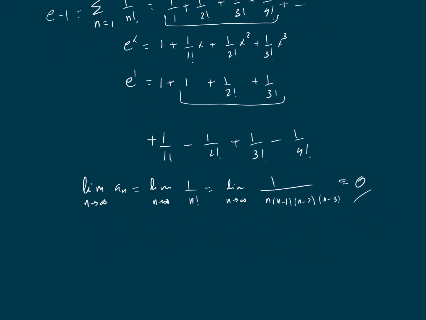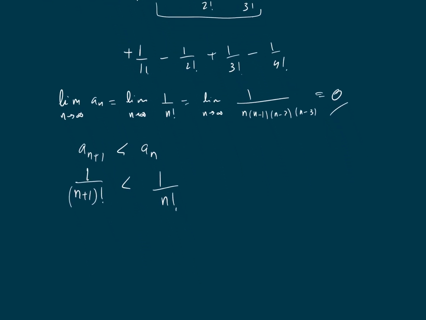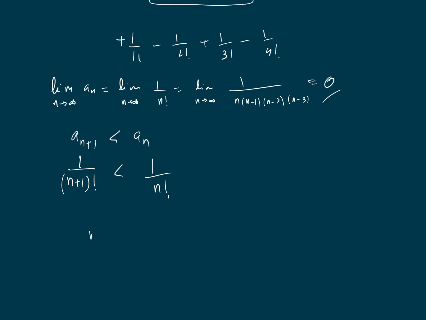And the second condition is that a sub n plus 1 has to be smaller than a sub n. As I advance, the next term is smaller. So the question here is: is 1 divided by n plus 1 factorial smaller than 1 divided by n factorial? To know this, we ask whether n factorial is smaller than n plus 1 factorial. It's true, because n factorial is n times n minus 1 and so on.